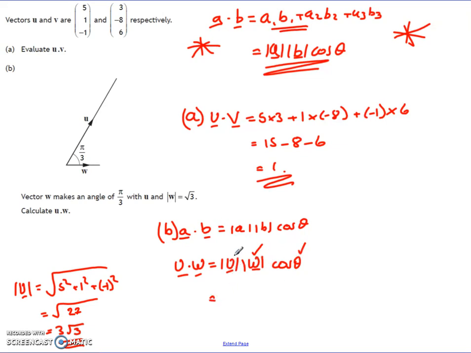So magnitude of u, magnitude of w, cos theta, I now know all three parts, I can plug them in. So 3 root 3 times root 3 times cos of pi over 3. Now pi by 3, that's the equivalent of 60 degrees. Cos of 60 degrees is equal to a half. So we can substitute that in and work it through. So I get 3 times root 3 times root 3. Root 3 times root 3 is just 3. 3 3s are 9. Then dividing by 2, so it's 9 over 2. There you go, there's your final answer for u dot w in this case, using that variation of the formula.